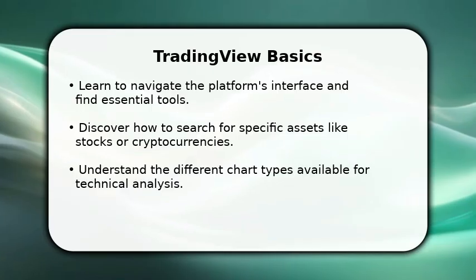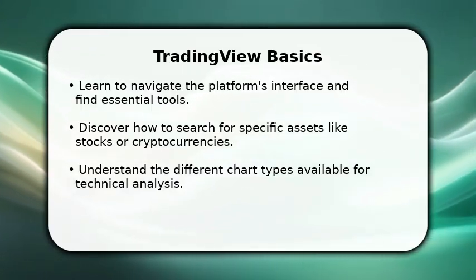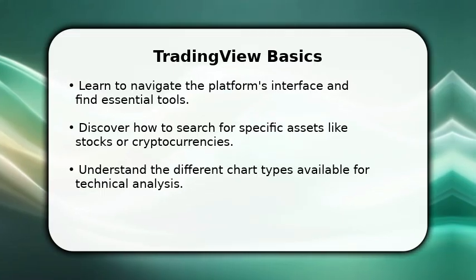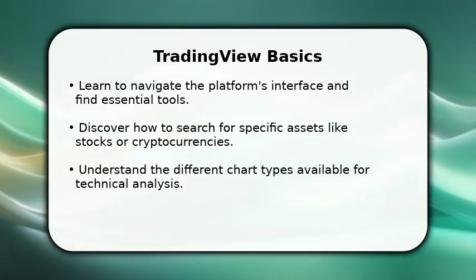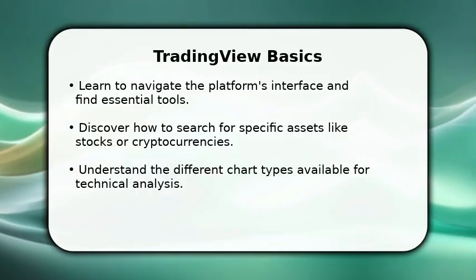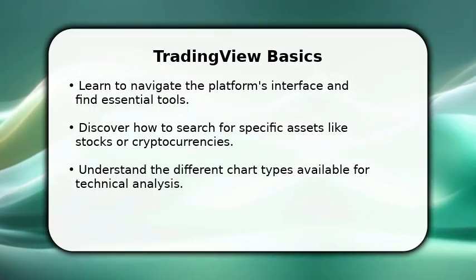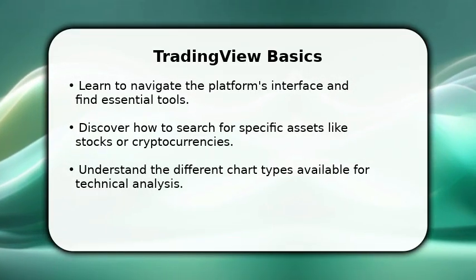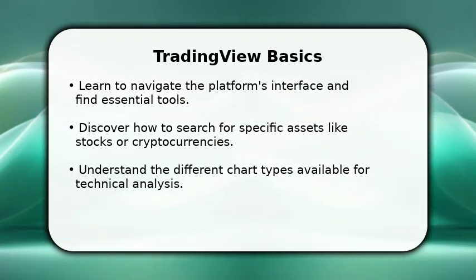In this video, I will explain how to use the TradingView website. First, let's get familiar with the layout. The search bar at the top allows you to quickly find any asset, from stocks to crypto. Once you've selected an asset, you'll see the charting interface. Here, you can switch between various chart types, such as candlesticks or line charts, to suit your analysis style. This initial setup is crucial for effective market observation.